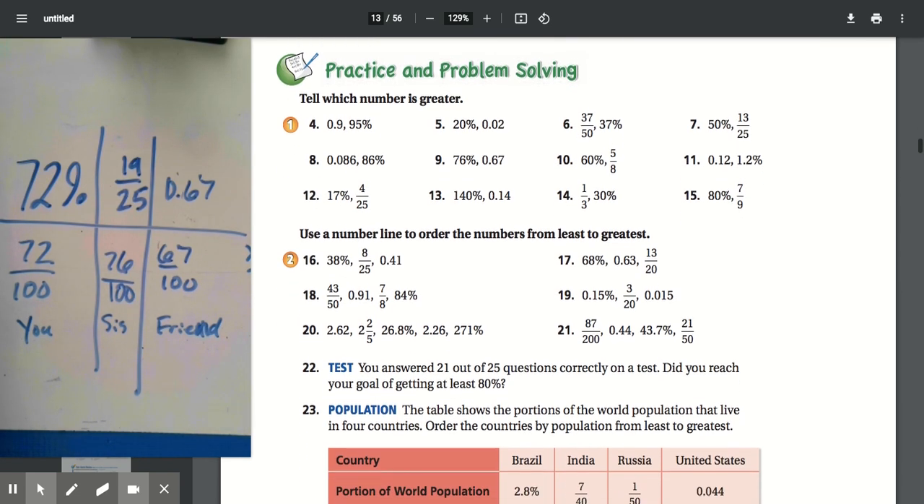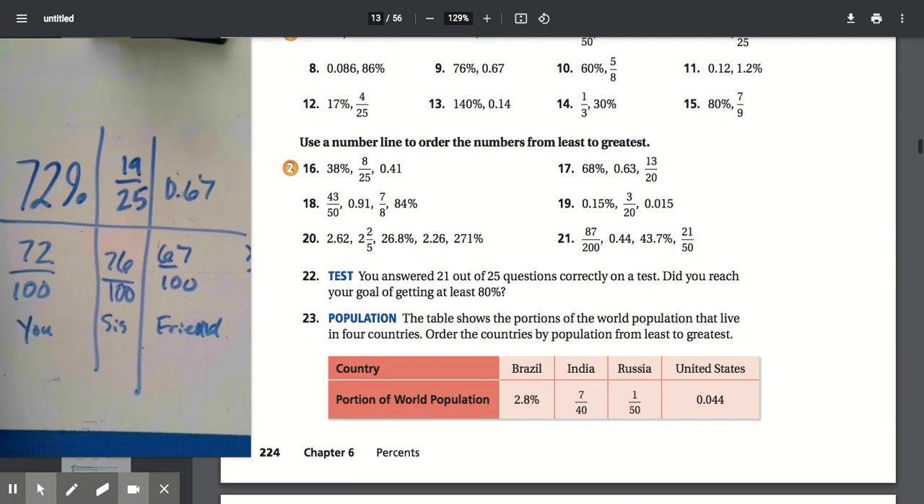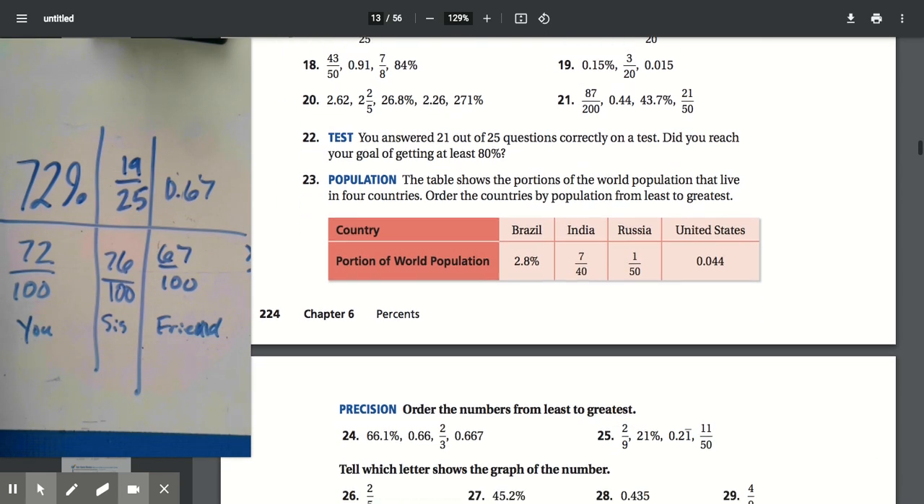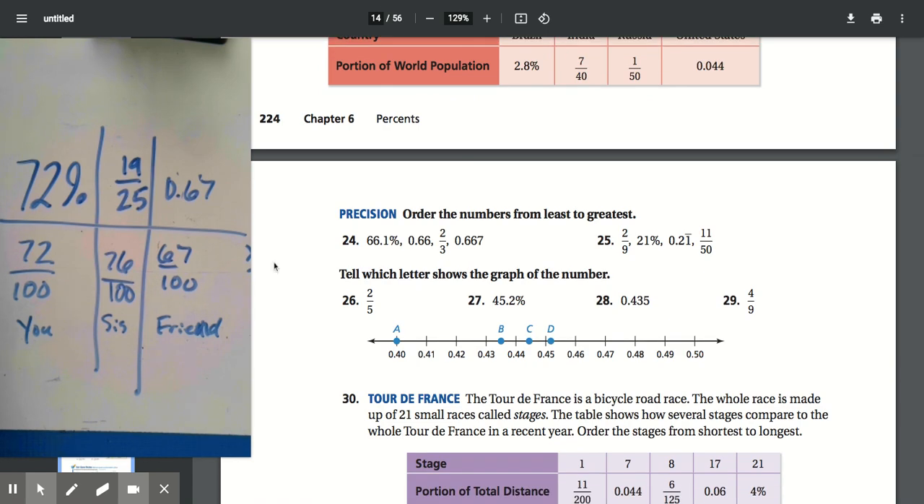The second part down here, you are going to use a number line. So put all of them in a common form before you compare. Now it says least to greatest. That's super important when they ask you to order. So you're going to start with the smallest one and work up to the biggest one. Okay, so those are your homework assignments for today. Make sure you put it in common form and have fun with this.